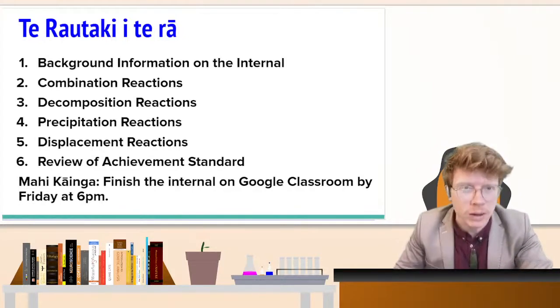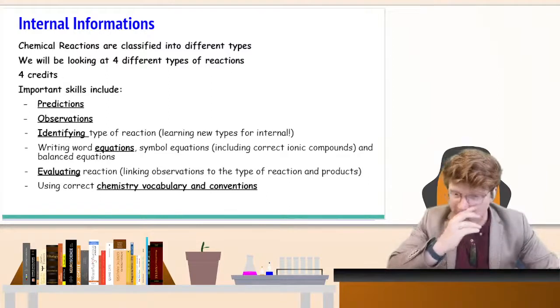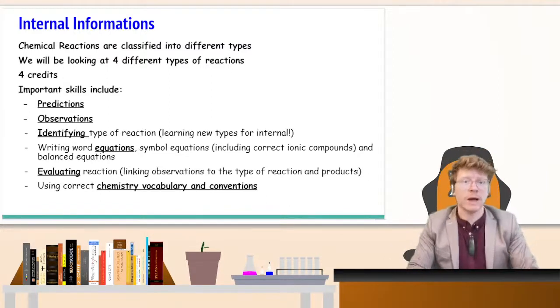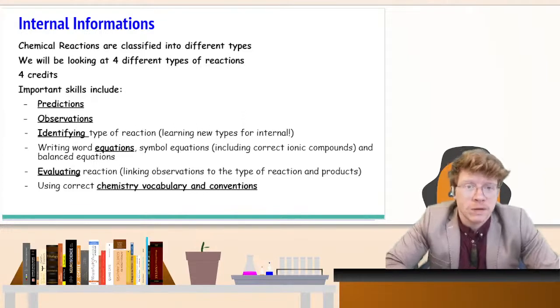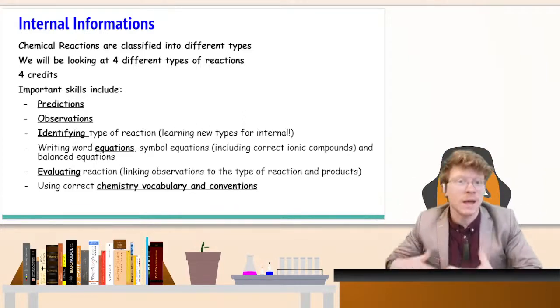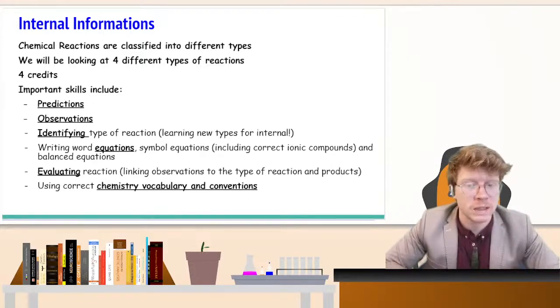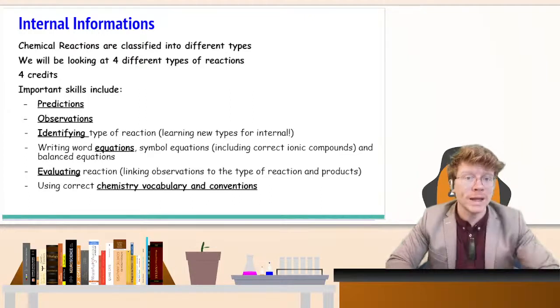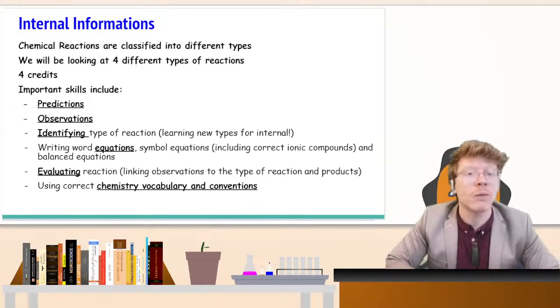Alrighty. Let's look at this internal. So the chemical reactions internal involves looking at and classifying these different kinds of chemical reactions based on our own observations. Essentially, we show you something and you write about it. There are only 4 kinds of reactions you will need to know, and we will go through them in this report. This is a 4-credit internal, so it's big bucks here and worth taking some time to nail.